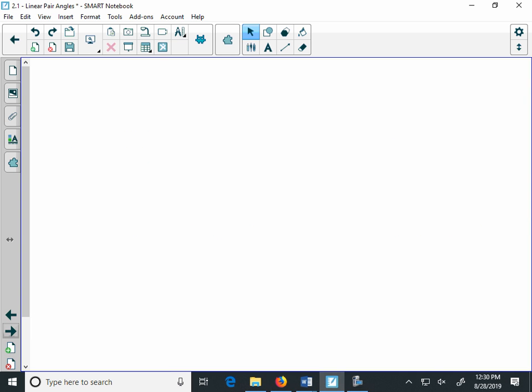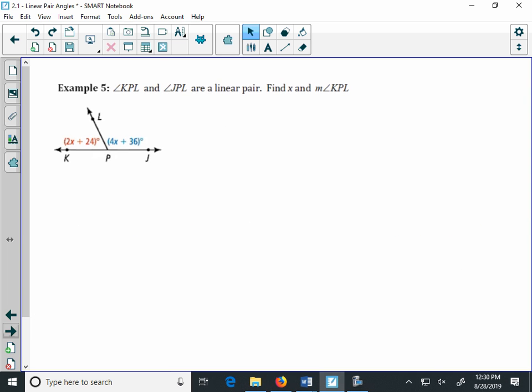So we take a look at example 5. It says KPL and JPL are a linear pair. Find x and the measure of angle KPL. Well, this is a great vocab word. It told you what type of angles they were. So if they are a linear pair, what are these two angles going to add to? So we're going to add them together.